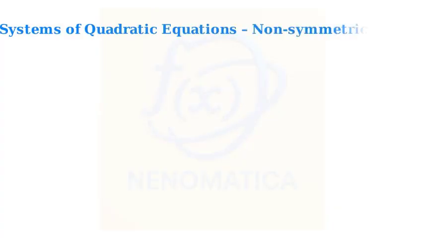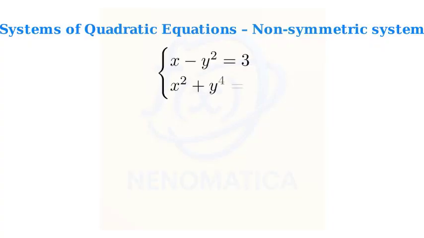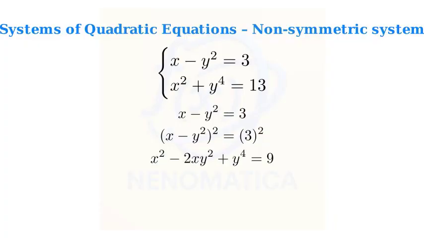Example: we will solve a system of quadratic equations following a precise, step-by-step algorithm that matches the provided solution outline. The system is x minus y squared equals 3, and x squared plus y to the fourth equals 13. Step 1. Start from x minus y squared equals 3. Square both sides to get (x minus y squared) all squared equals 3 squared. Expand the left side: x squared minus 2x y squared plus y to the fourth equals 9.